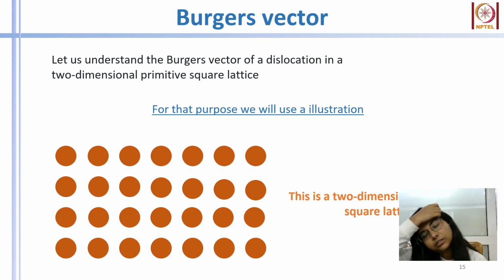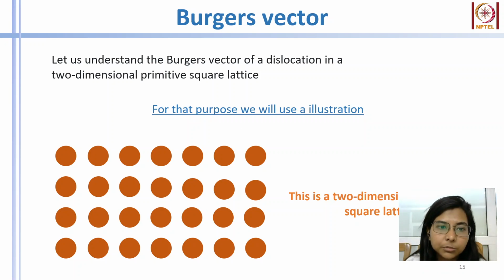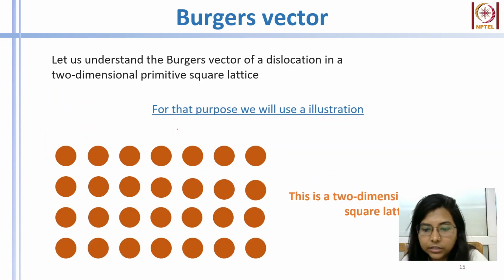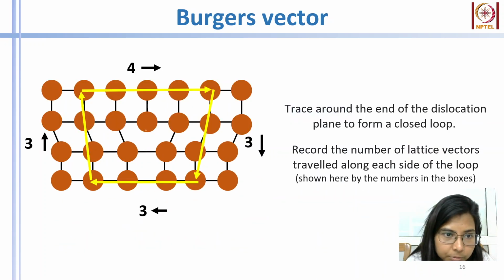Okay. So let us understand the preliminary concept of a Burgers vector of a dislocation in a two-dimensional primitive square lattice. For that purpose, we will use an illustration. This is a two-dimensional primitive square lattice. Now here is what has happened: a dislocation has happened. You see, where is the extra half plane? You remember, this is the extra half plane, so this is the dislocation, right?